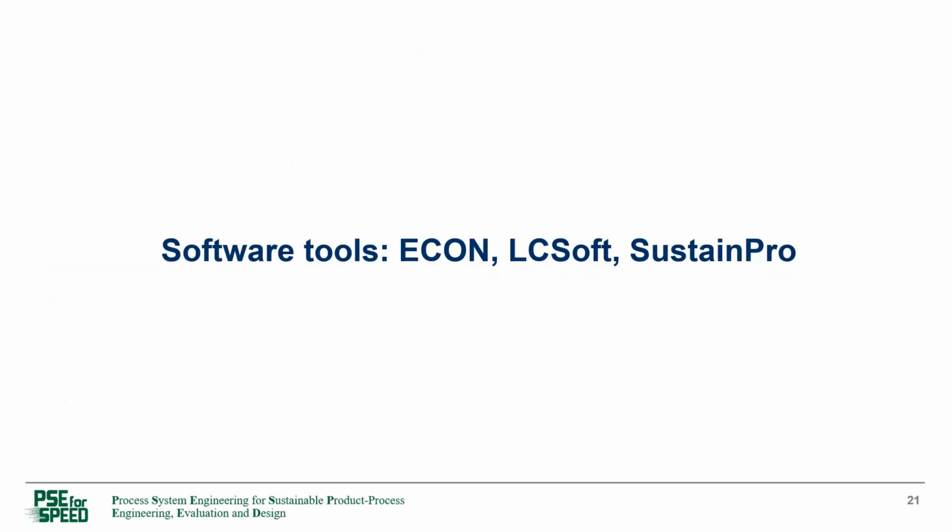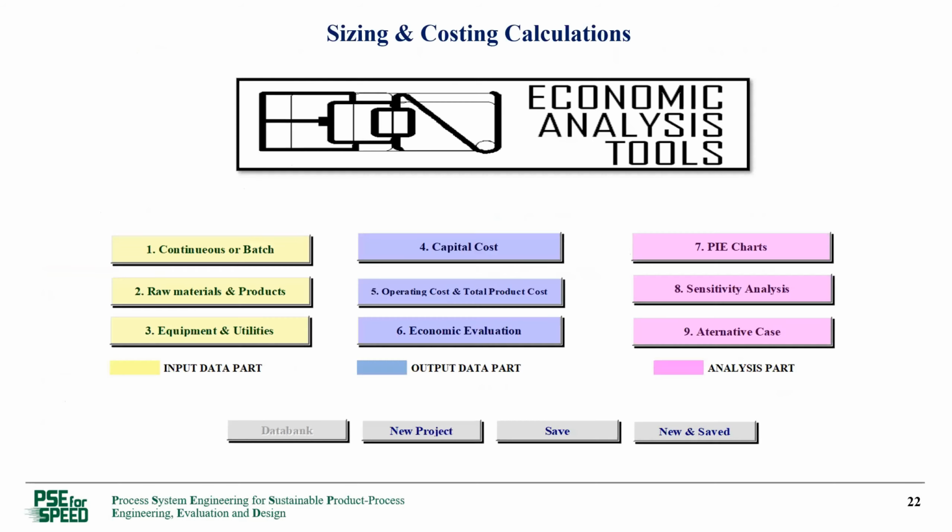So a little bit about the software. I will not spend too much time on it, just very briefly. This is the economic analysis tool, starting from whether the process we want to calculate is batch or continuous, then raw material and product, equipment and utilities, capital cost, operating cost, economic evaluation. It provides the pie charts, breaks down the cost, does sensitivity analysis, and compares with alternatives.